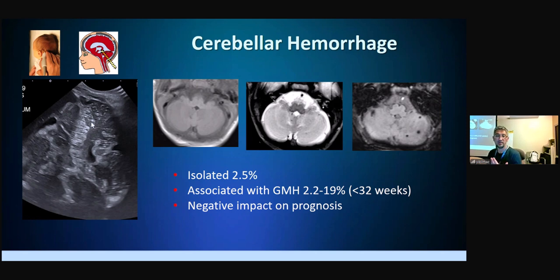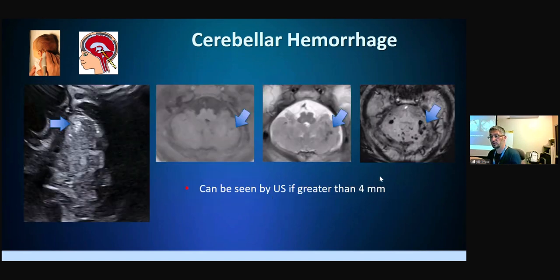As you can see here, most of the time we do ultrasound, we don't see anything. When you do the MRI, you can see foci of hemorrhage within the cerebellum. If the hemorrhage is greater than 4 millimeters, they are visible on ultrasound, as you can see here, and that's the hemorrhage on the MRI. That's how we see it on the ultrasound. It's a fairly new entity, so most of the time the sonographers don't expect to see hemorrhage in the cerebellum, so they quickly scan the cerebellum, but if you do a careful scan, you can see these tiny hemorrhages in the cerebellum.